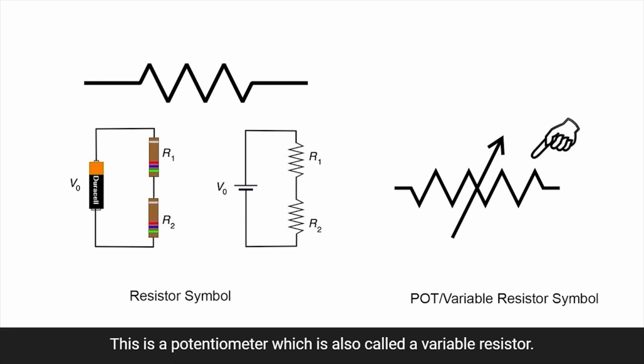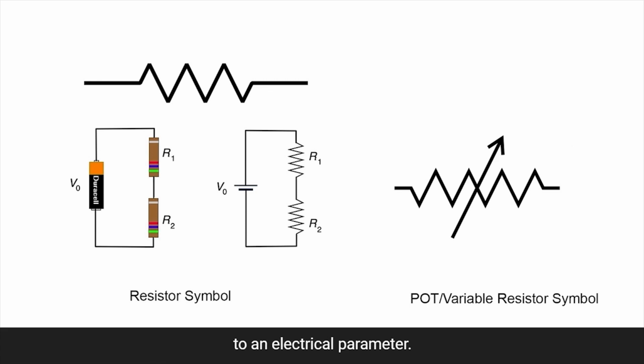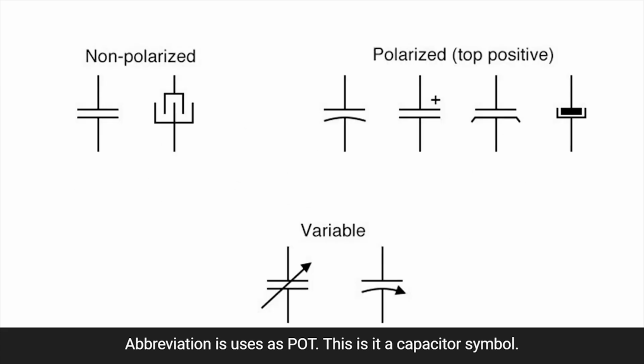This is a potentiometer, which is also called a variable resistance. It is used to control the voltage flow and has 3 contacts. It has an application in changing a mechanical angle change to an electrical parameter. The abbreviation used is POT.